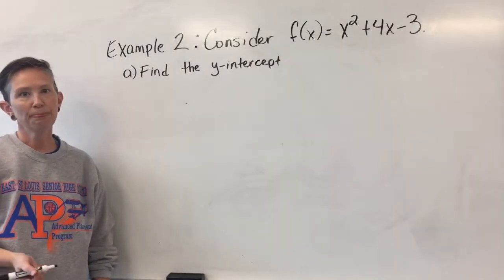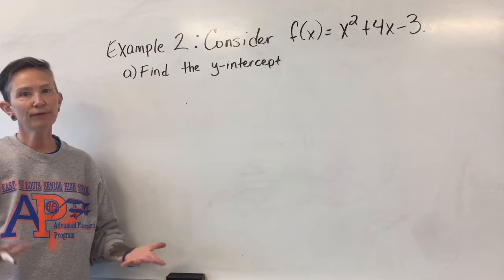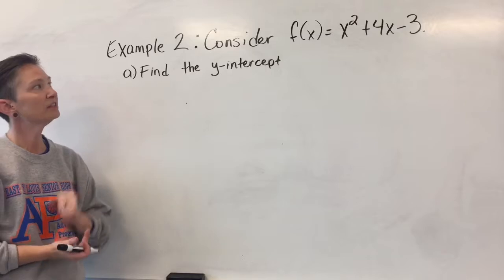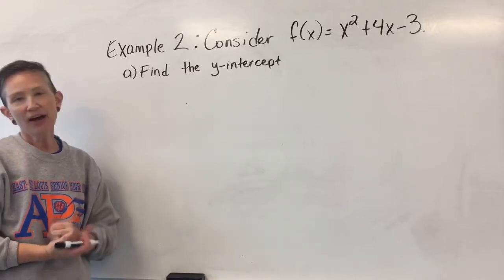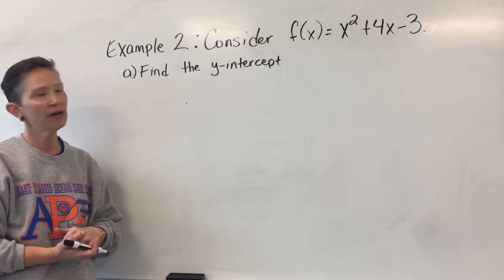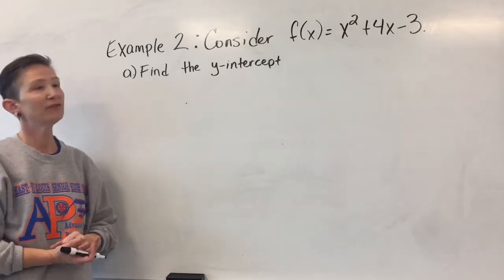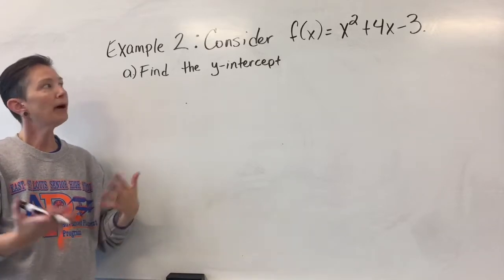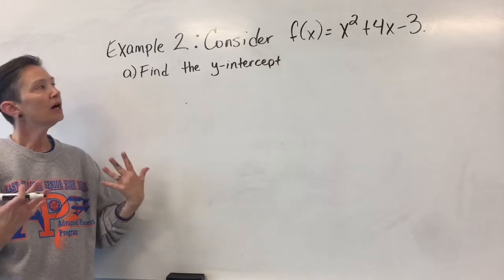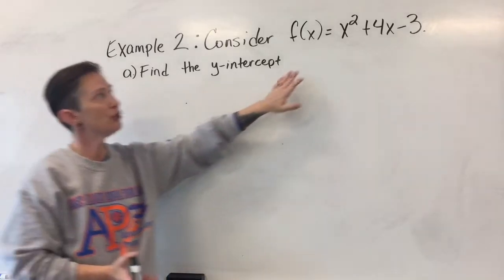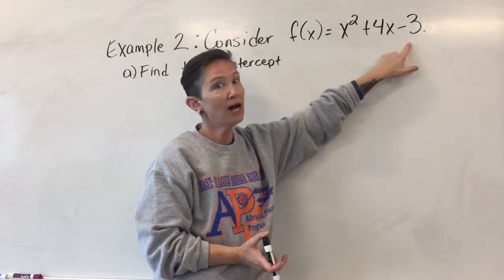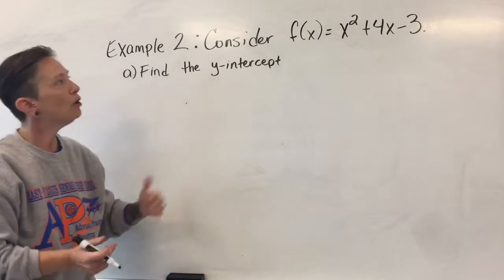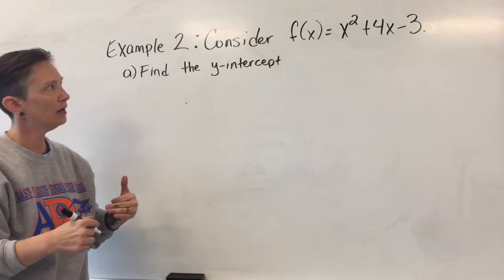Let's look at an example of finding some information off of a quadratic function. Example 2 says, consider the function f of x equals x squared plus 4x minus 3. First thing we want to do is find the y-intercept. Before I start, I want to make sure my function is in standard form, and it is, so we have our quadratic term first, then our linear term, and then our constant. So the form of the function is fine, so now we can get some information off of that function.